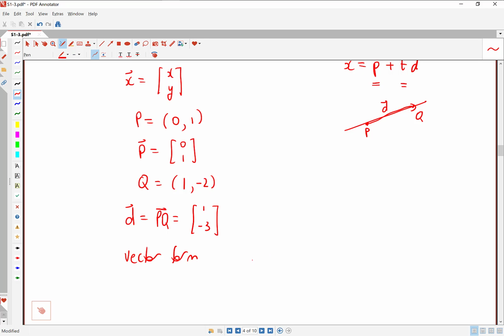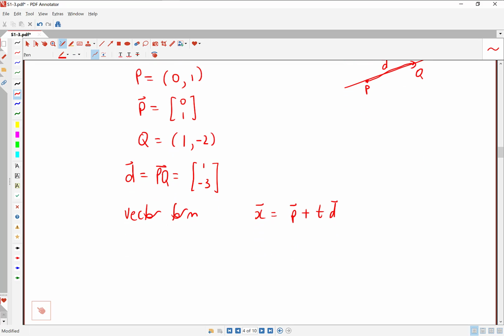So the equation for vector form, vector x equals vector p plus t times vector d, and we'll just plug in all the details. So specifically for this line, it would look like vector (x, y) equals vector (0, 1) plus t times vector (1, -3). And that's our answer. That's our vector form for this line.